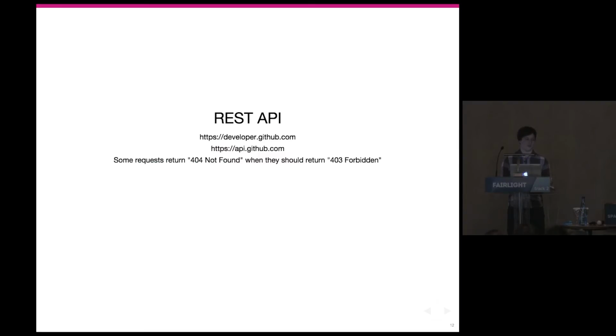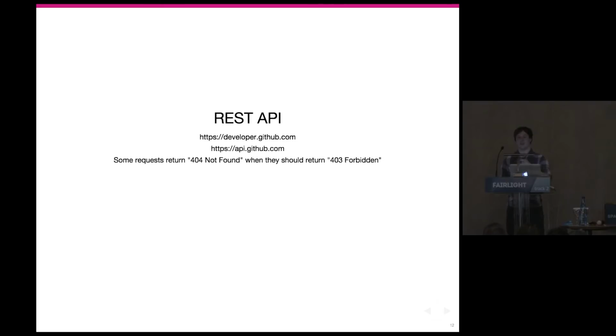You can see the documentation at developer.github.com. All of your API requests go to api.github.com, and the only real caveat that I found catches me out and confused me to begin with is that when you mess up authentication, you tend to get a 404 not found error rather than the correct 403 forbidden error.